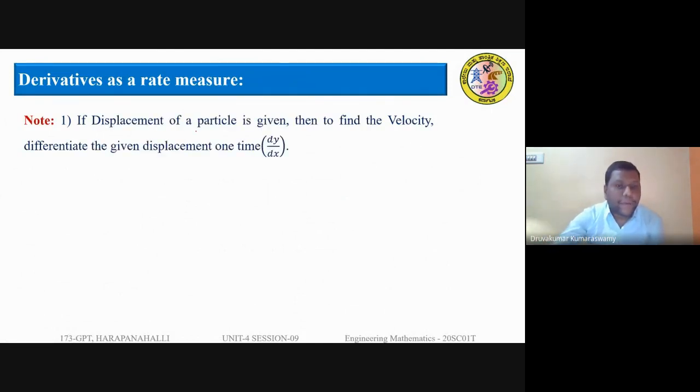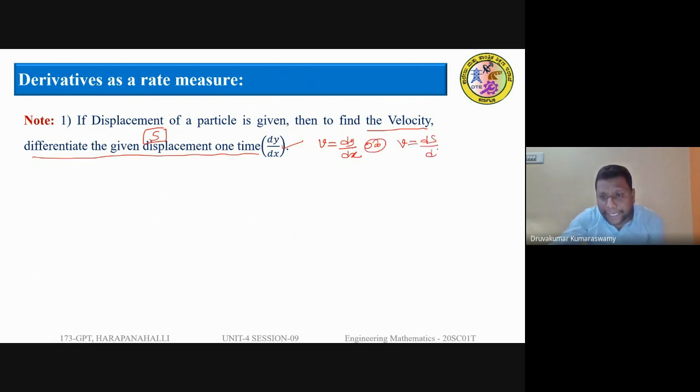If the displacement of a particle is given, to find velocity, we have to differentiate the given displacement one time. If we differentiate the displacement given once with respect to time, we get velocity. That means velocity is equal to dy/dx, or rather you can write velocity is equal to ds/dt. Differentiating the given displacement with respect to time one time gives us velocity.